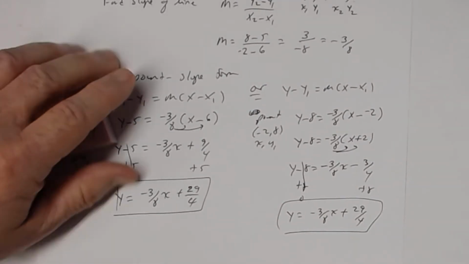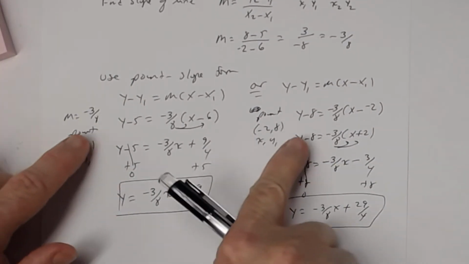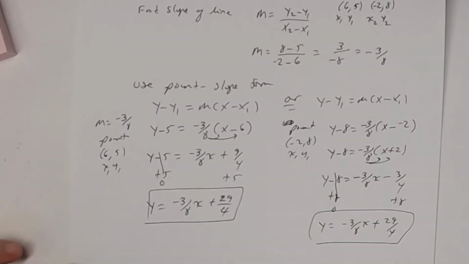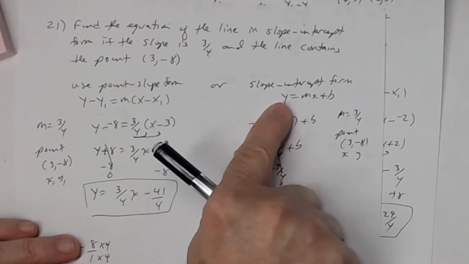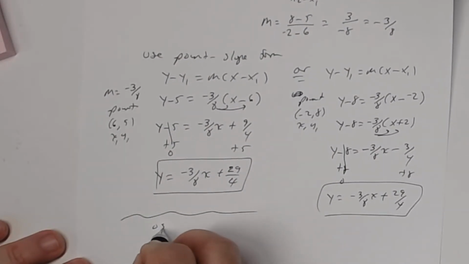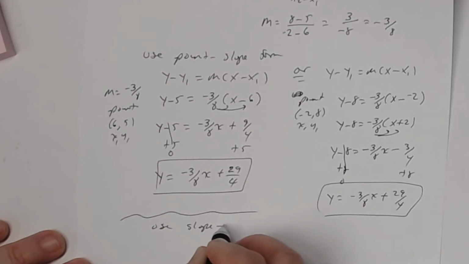All right. So using point slope form, it did not matter which point you use, you get the same answer. Now, if you're going to use the other approach, which is slope intercept form, let's see what we get. So I'm going to go ahead and do that here. So you could use slope intercept form, right? All right, so let's go and do that.